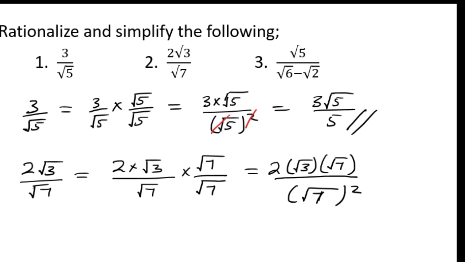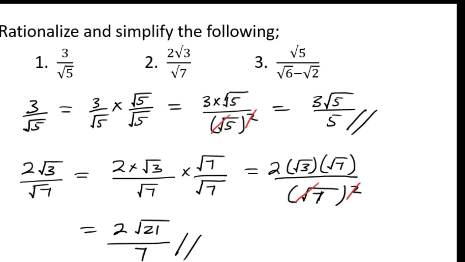all squared. Okay, so we know that the square root of 3 times the square root of 7 will give us the square root of 21. And the same thing here, this square has cancelled the root, so we are left with 7. So basically that is the solution.